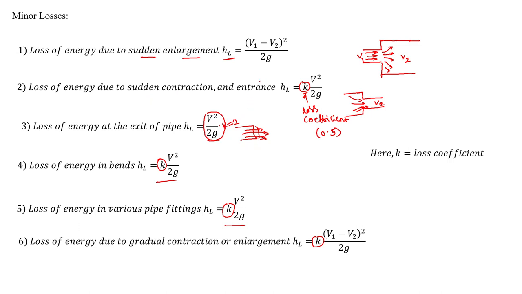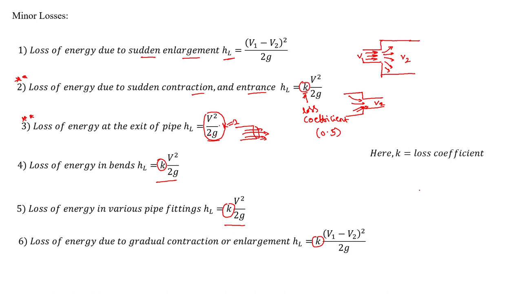So the main important formulas are the loss of energy due to sudden contraction and entrance, as well as the exit of the pipe. If you are able to remember these formulas, then it is sufficient. So for a contraction and entrance, HL is equal to 0.5 v square by 2g, whereas at the exit of the pipe it is v square by 2g.